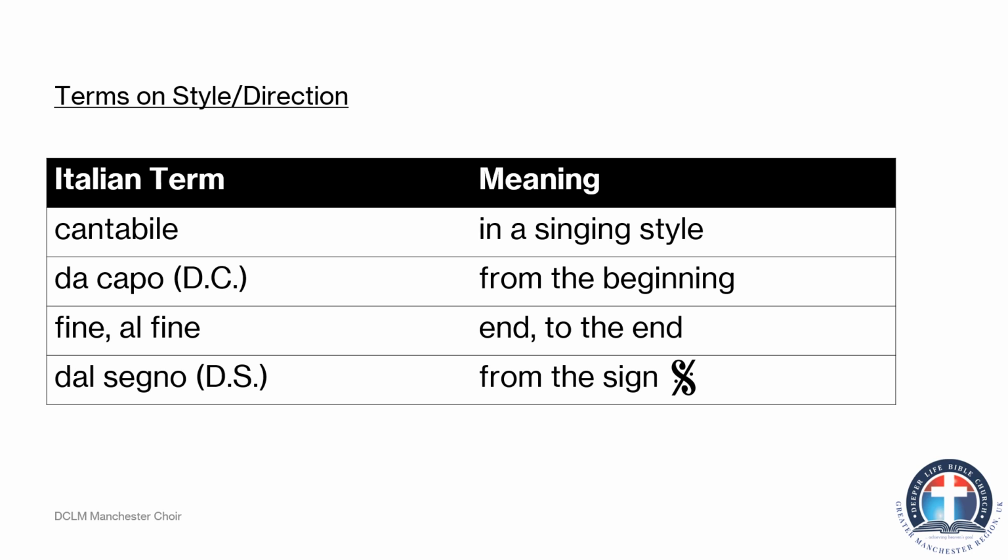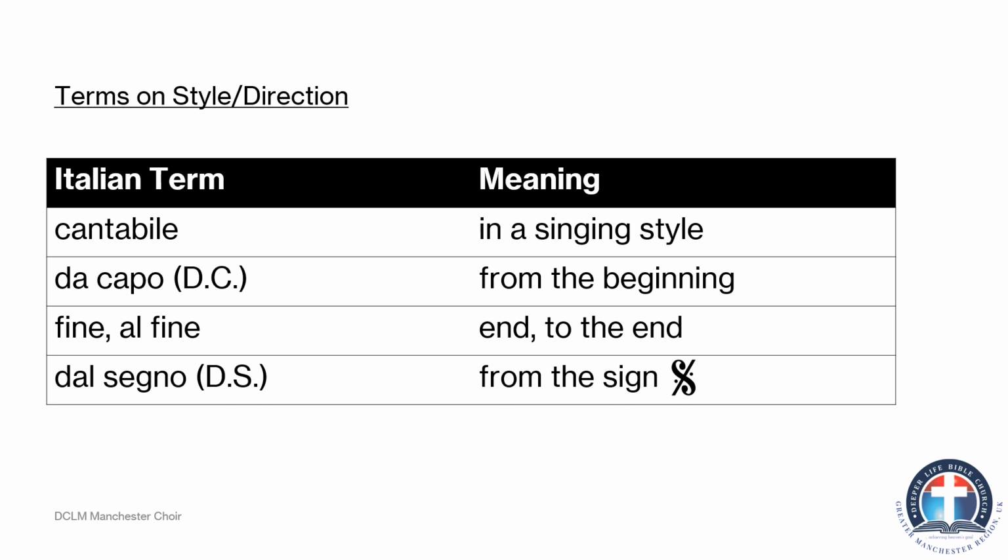So cantabile. Cantabile means in a singing style. Then when you see da capo, it means go back to the beginning. So you are doing a piece of music and then you see DC. It means from that place where you see DC, stop and return back to the beginning and start the music again from the beginning.